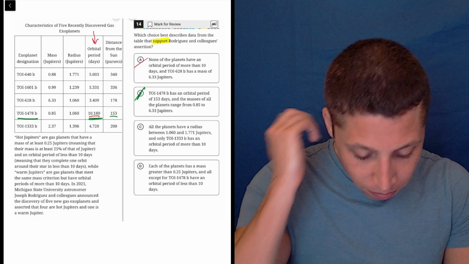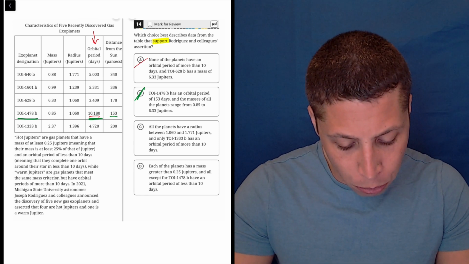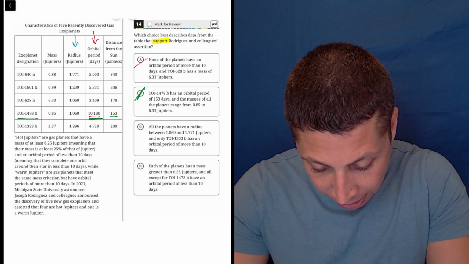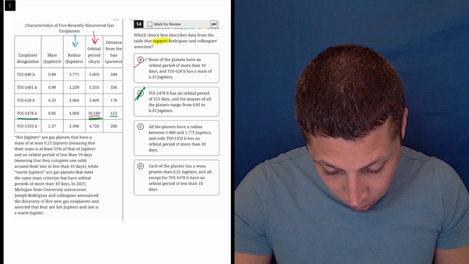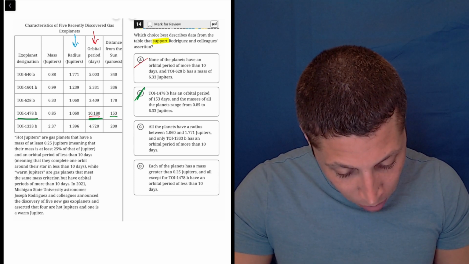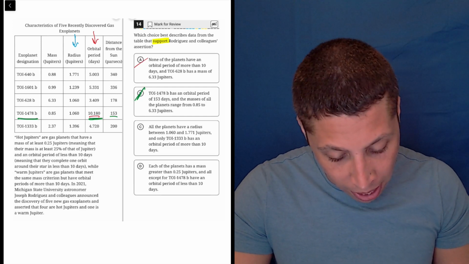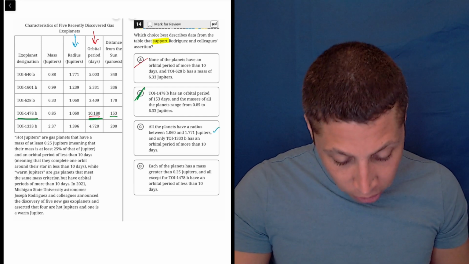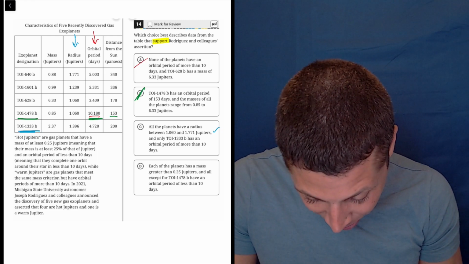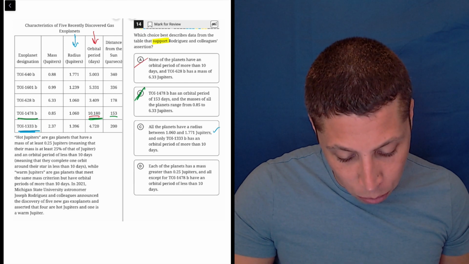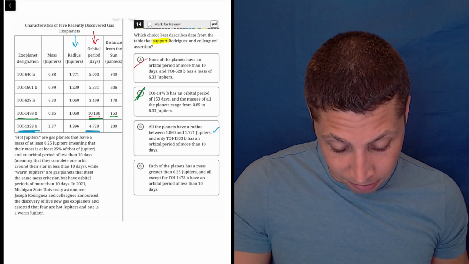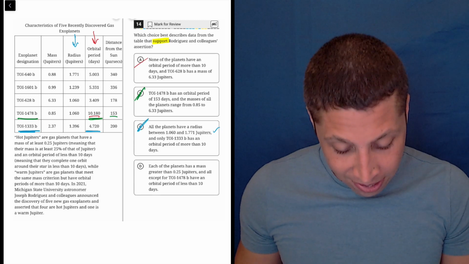Let's look at C. All the planets have a radius between 1.060 and 1.771 Jupiters. Okay, so here's the radius. So 1.060, is there anything less than that? No. Okay, so that's good. And 1.771? Yeah, that seems to be the highest. So that part's true. Okay, cool. And only TOI 1333b, so that's this one, has an orbital period of more than 10 days. Well, orbital period is here. And it says 4.720. So no, it doesn't.